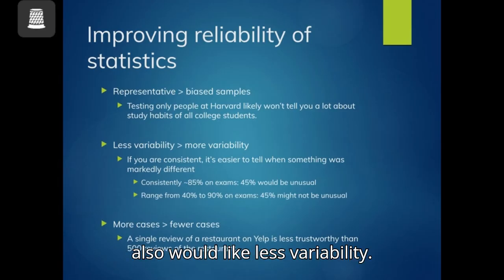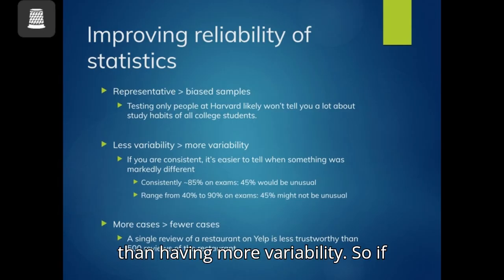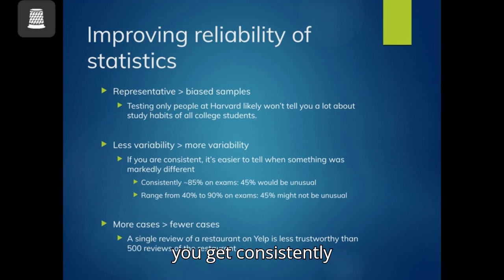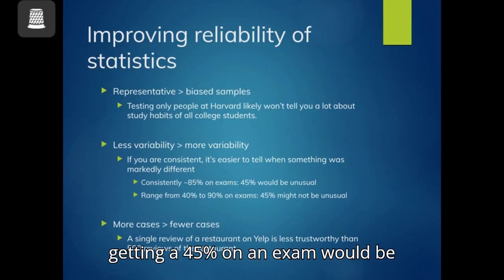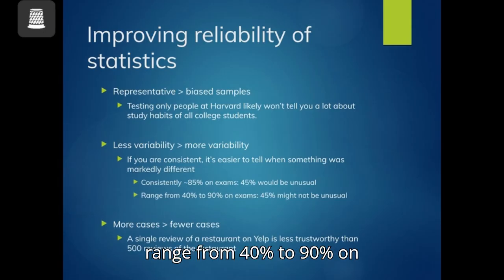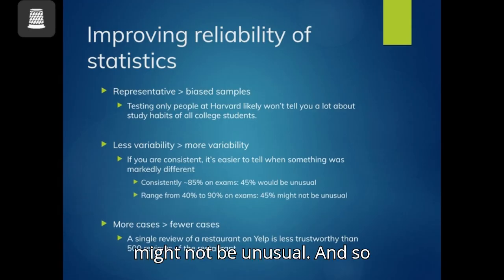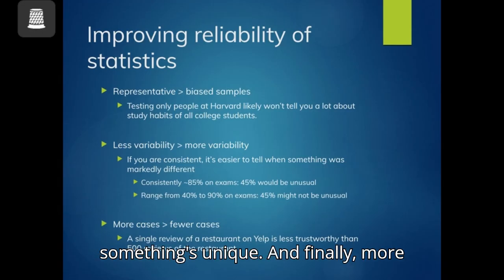I also would like less variability. Having less variability is more reliable than having more variability. So if you're consistent, it's easy to tell when something is markedly different. So if you get consistently about 85% on all of your exams, getting a 45% on an exam would be really unusual. Now, if you range from 40% to 90% on exams, if you are all over the place, 45% might not be unusual. And so being consistent allows us to know when something is unusual, allows us to know when something's unique.